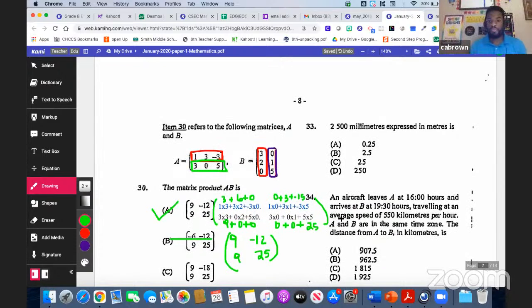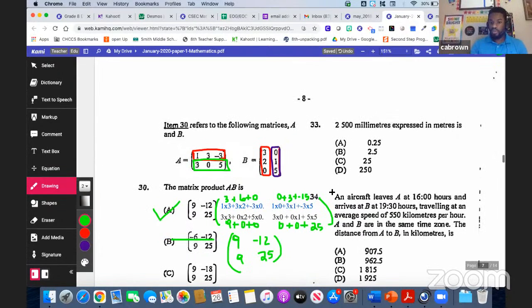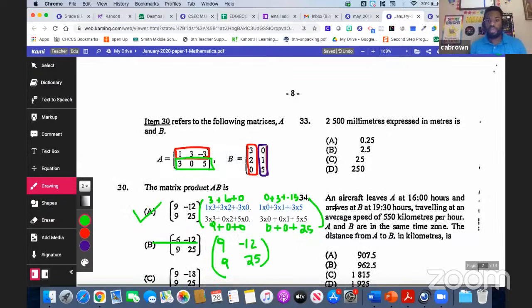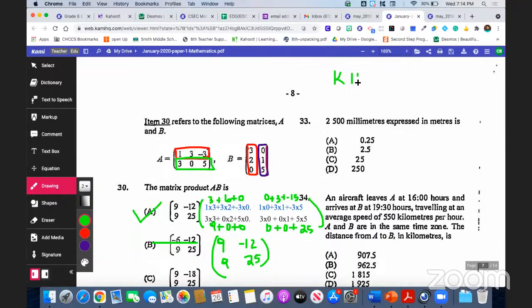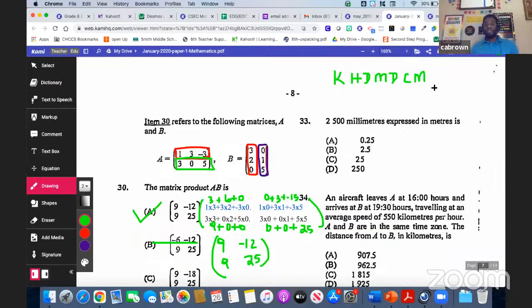All right, 33. We did this in our review when we just started with the Kahoot. 2,500 millimeters expressed in meters. There's an easy way that we can do this. We know the different units that are used. There's an acronym that we normally use.